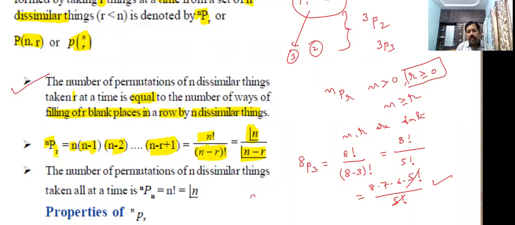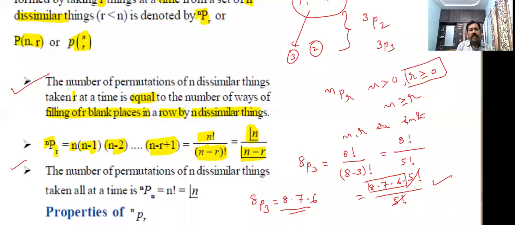Or write the general method. General method means what? 8P3. 8 can be decreased 3 times. 8 decrease means subtract 1. 8 minus 1, 7. 7 minus 1, 6. This is the 8P3 value. See? Same answer now. Okay.